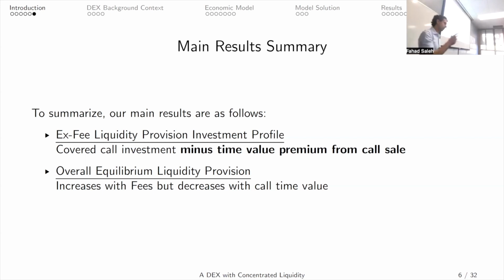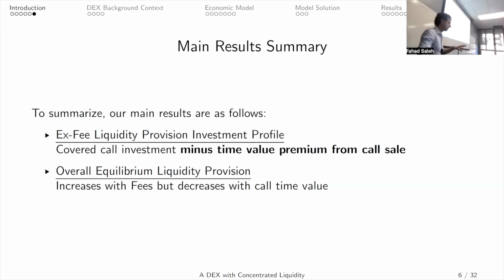And if you want to understand what overall liquidity provision would be, we derive it exactly, but the high level way you can think about it is that it's going to be increasing in the amount of trading fees that you generate, but decreasing in the time value of the option, precisely because you're sacrificing it when you provide liquidity.